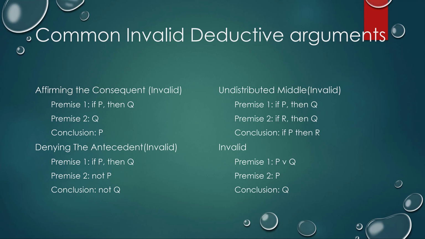So those are 4 common valid deductive arguments, 4 common invalid deductive arguments, but there are billions, perhaps an infinite number, probably an infinite number of valid and invalid deductive arguments, which is why we don't have a big book of all the deductive arguments.